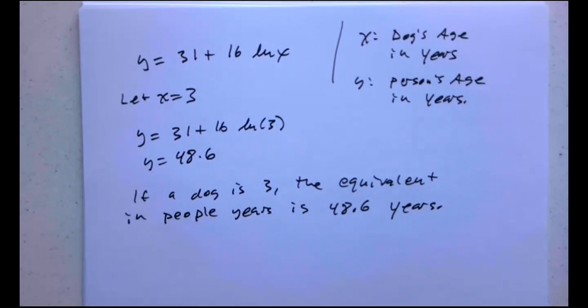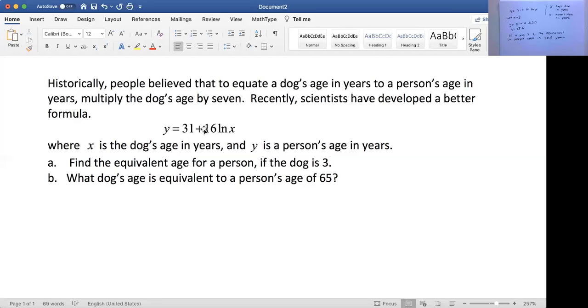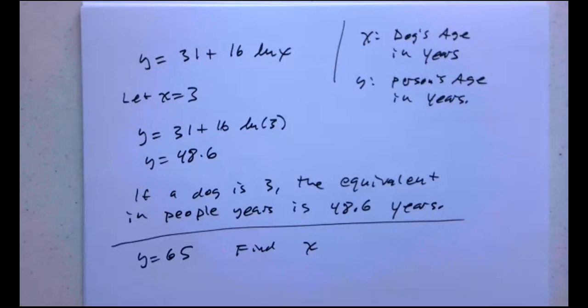Now, what's the next question that we're looking for here? What is the dog's age equivalent if the person's age is 65? So now we're going to say y is 65. What is the dog's age? Find x. So that's what we're dealing with here.